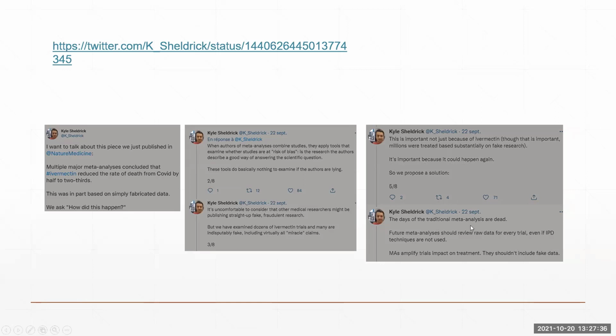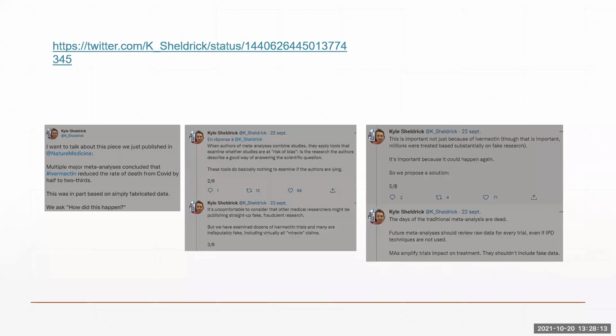The days of the traditional meta-analysis are dead. Future meta-analyses should review raw data for every trial, even if IPD techniques are not used. MAs amplify trials' impact on treatments. They shouldn't include fake data. What he means here is, I think it's Borenstein who said that meta-analysis is very easy to understand. It's garbage in, garbage out. If you have one bad study included in the analysis, you will have bad results at the end. So we need to take care of what we include or not in our meta-analysis.